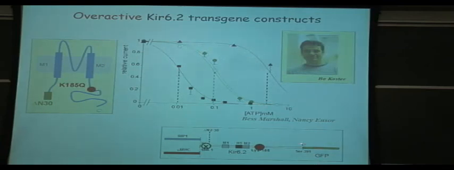He took the delta N30 or the K185Q mutation in combination and put them behind the control of the rat insulin promoter or the alpha myosin heavy chain to drive expression respectively in pancreatic beta cells or in the heart.